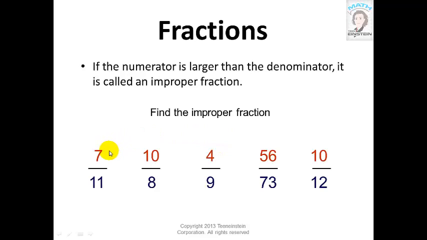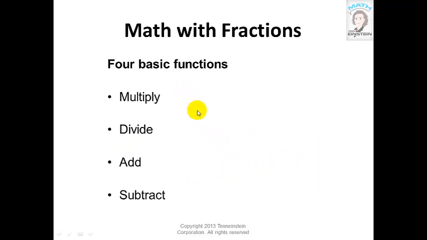For example, find the improper fraction in this set of 5 fractions. In which fraction is the numerator larger than the denominator? Look carefully at everything. 7 is a numerator, 11 is a denominator. Is the numerator larger here? What about this one? 10 is a numerator, 8 is a denominator. So that's your answer. There is no other improper fraction. Here is the improper fraction.